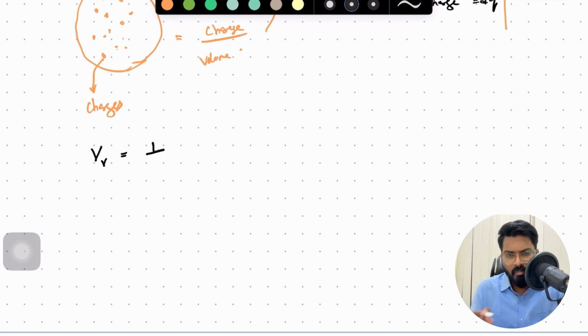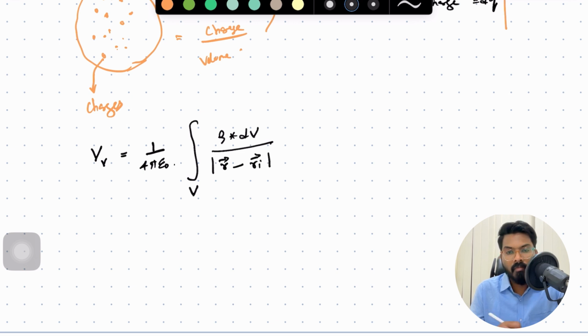So you go by the previous formula, 1 by 4 pi epsilon naught. We do this integral over the entire volume of the laddu. Given by q, we saw it as dq, we are now replacing it with rho into dV, divided by r vector minus ri vector. This is the charge distributed over the entire volume.